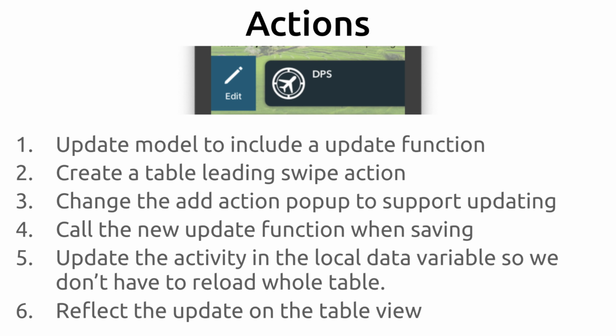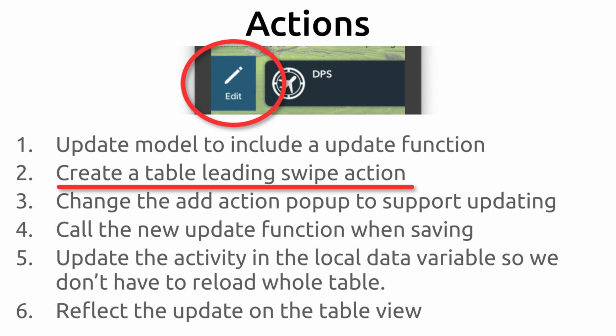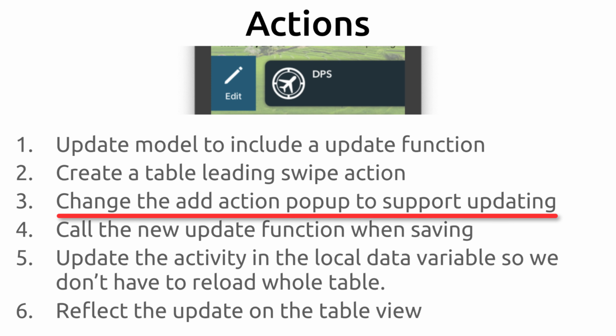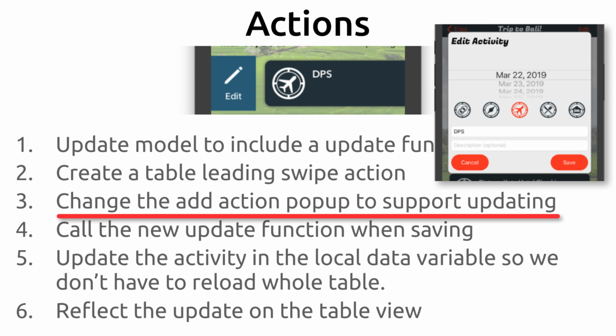Okay, so let's take a look at these actions that we're going to be taking in this video. First, we want to update the model to include an update function for activities. Then, we want to create the table swipe action so we can edit an activity. And then we already have a pop-up for adding new activities, so we're going to reuse that to support updating.